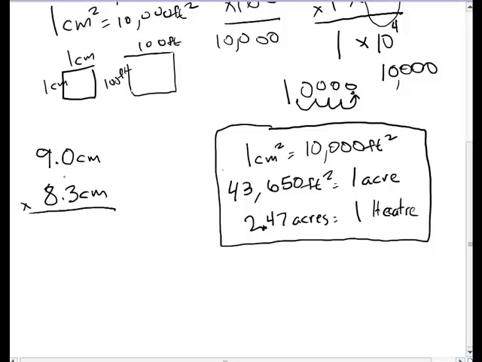The way that I do long multiplication, I'm going to start with the ones. I'm going to go 3 times 0 is 0. 3 times 9 is 27. And then when I multiply the tens place, I have to put a placeholder for the 0.